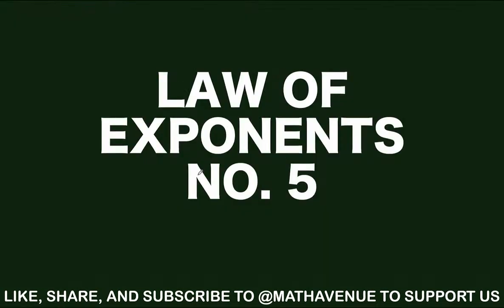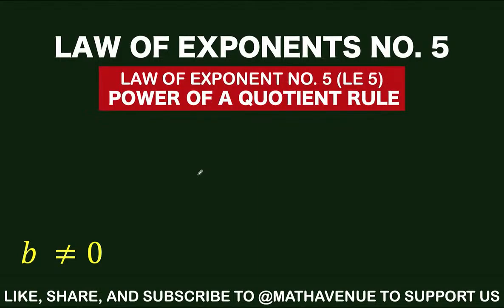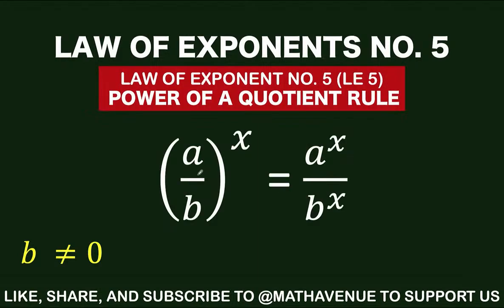Now, let's proceed to law of exponent number 5. So for law of exponent number 5, this is about the power of a quotient. If you have a fraction a over b, where the denominator is not equal to 0, and that is raised to an exponent x, then this law of exponent number 5 says you can split this into two exponential numbers.